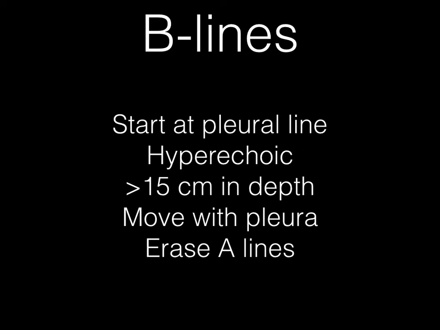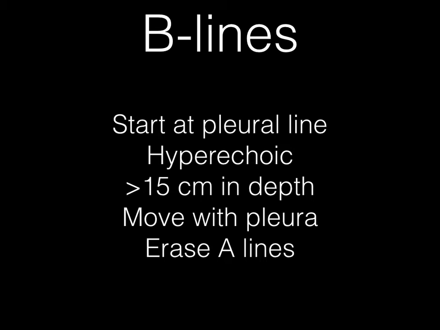Now, I'm sure one of you right now is thinking, but Dave, if I'm using the linear probe, I can't go all the way down to 15 centimeters. How do I know it's still a B-line? Okay, well, I guess you could switch to a curvilinear probe or a phased array to see that deep, or you could just realize that if it's already starting to erase at least one or two A-lines, you're going deep enough that you're still going to hit these criteria.